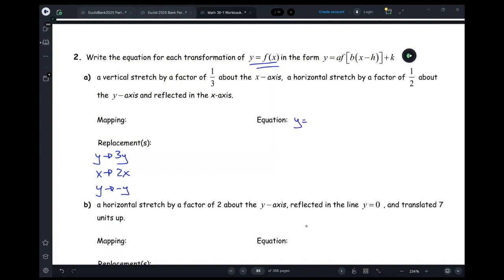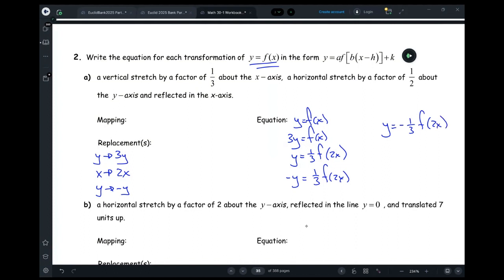So I start with y equals f of x, and I'm going to make this 3y equals f of x. Okay. I'm going to bring that 3 over, make that 1/3, and then I'm also going to replace the x with 2x. I can do those both in the same step because they're in different directions entirely. They're not affecting each other. And then I'm going to replace the y with negative y. When I bring that negative over, I'll get y equals negative 1/3 f of 2x, which means my mapping coming back to here is simply going to be 1/2 x, negative 1/3 y.